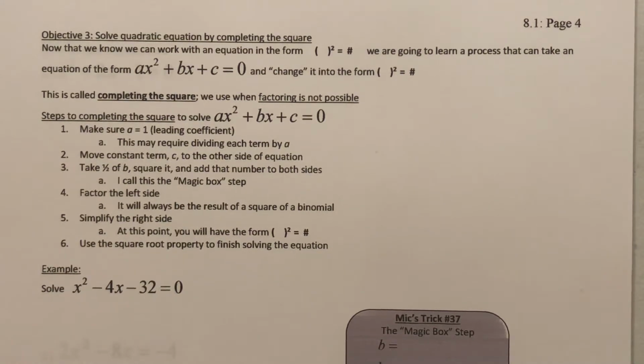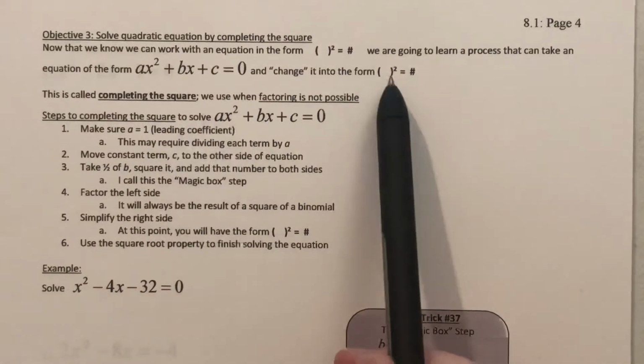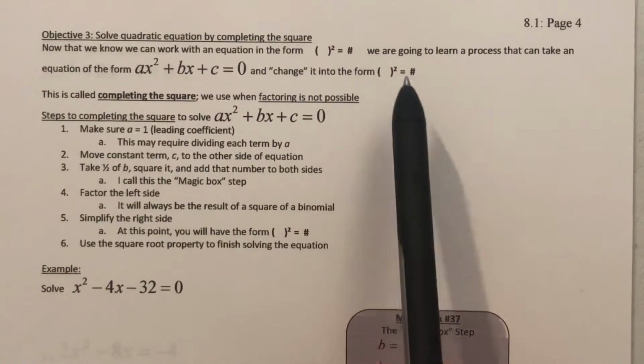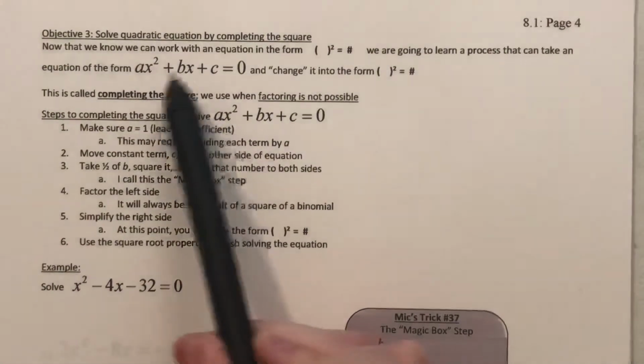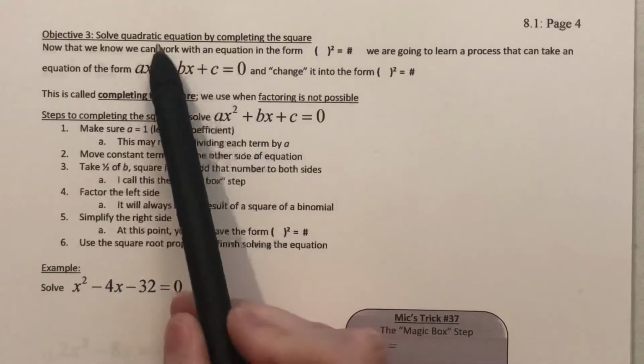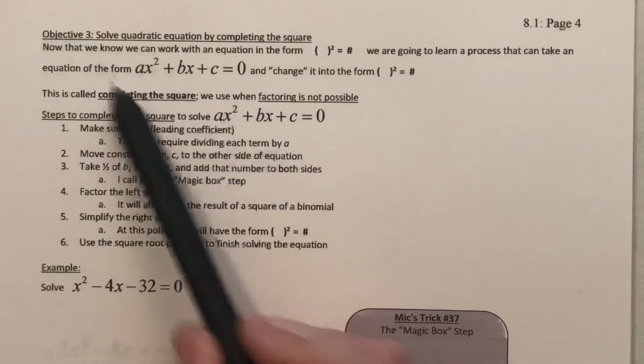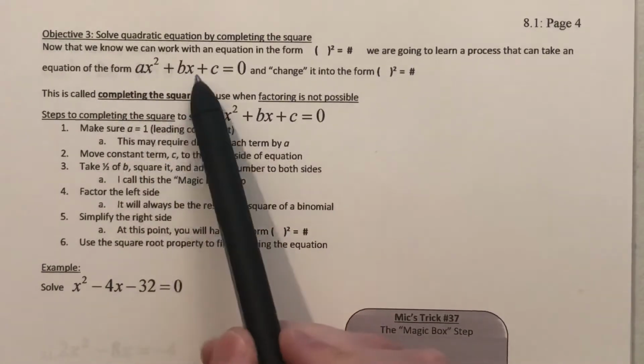So now that we understand the square root property, we want to learn a set of steps to help us convert these quadratic equations into the form where we can then utilize that square root property. So our ax squared plus bx plus c's, specifically ones that don't factor, is where this process is very useful. We can use it on any equation of this form though.